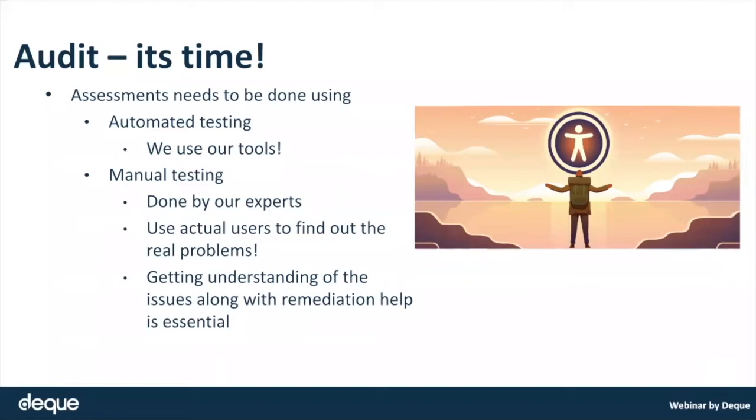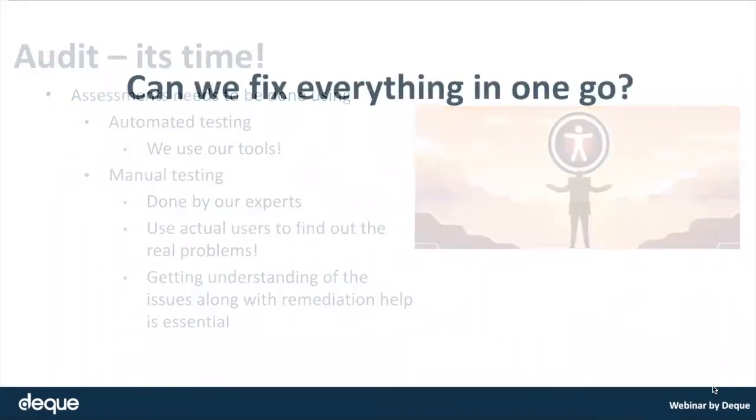So ideally, it should be done by experts. Using actual users to find real problems becomes even more important, because that is going to give you an end user perspective also. Though it is not necessary, it is definitely suggested. And then not just assessment, right? Not just finding the issues, but understanding those issues and finding ways to remediate them becomes important. So getting understanding and getting the remediation help is very essential for the success of this accessibility audit. This is the first step, and understanding the output becomes really important, right?